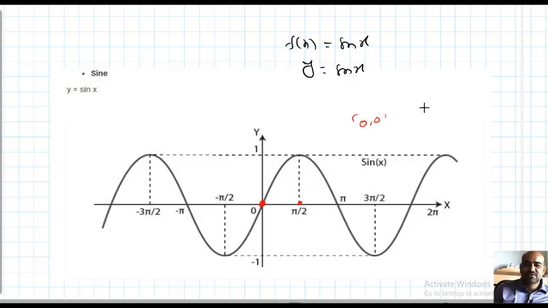x is taken as pi by 2. What is the corresponding y? 1. 0 comma 1, this is 1. x is taken as pi, y is sin pi, 0 only, 0 here. Next x is taken as 3 pi by 2, y is equal to minus 1 here. x is also taken as minus pi by 2, minus pi.